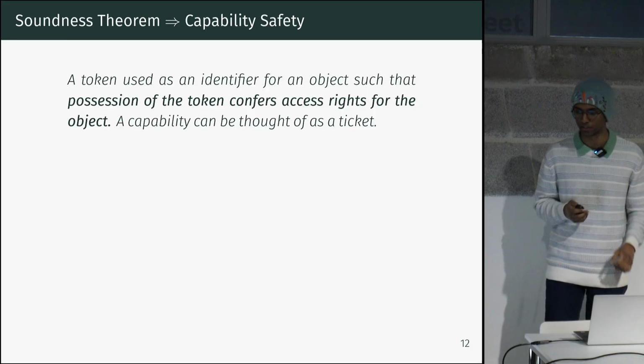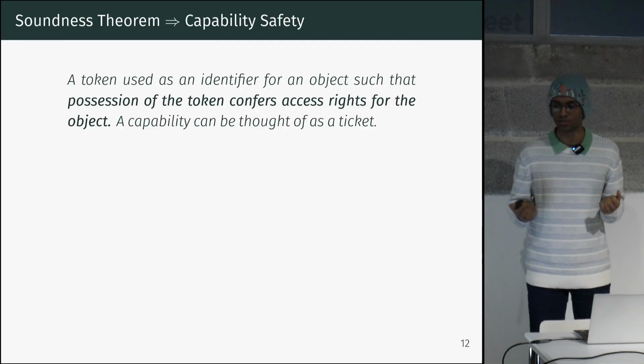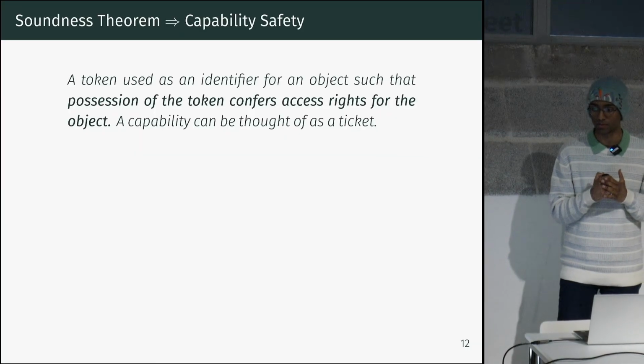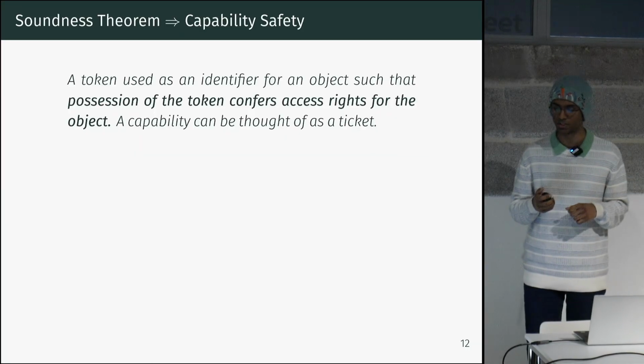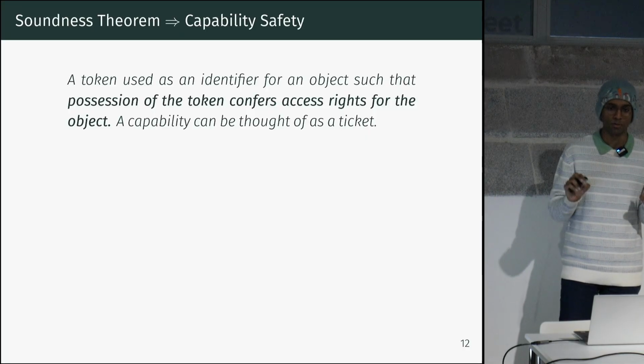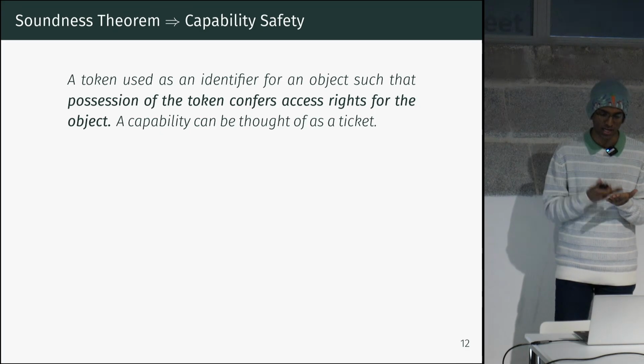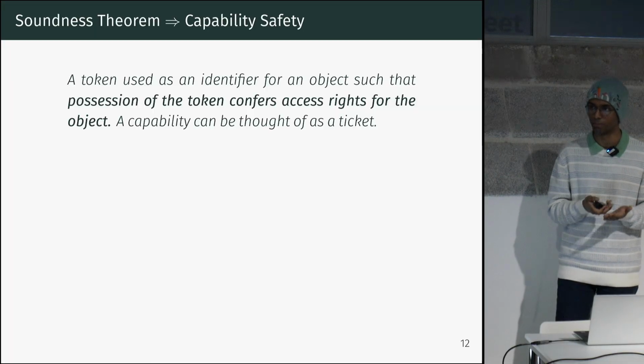of our safety properties. So Linden in 1976 defined a capability as a token used as an identifier for an object such that possession of the token confers access rights for the object. Okay, so really you can think of the core safety property of capabilities as this idea of unforgeability, because you need to not be able to obtain a capability or this kind of token in a dishonest way.